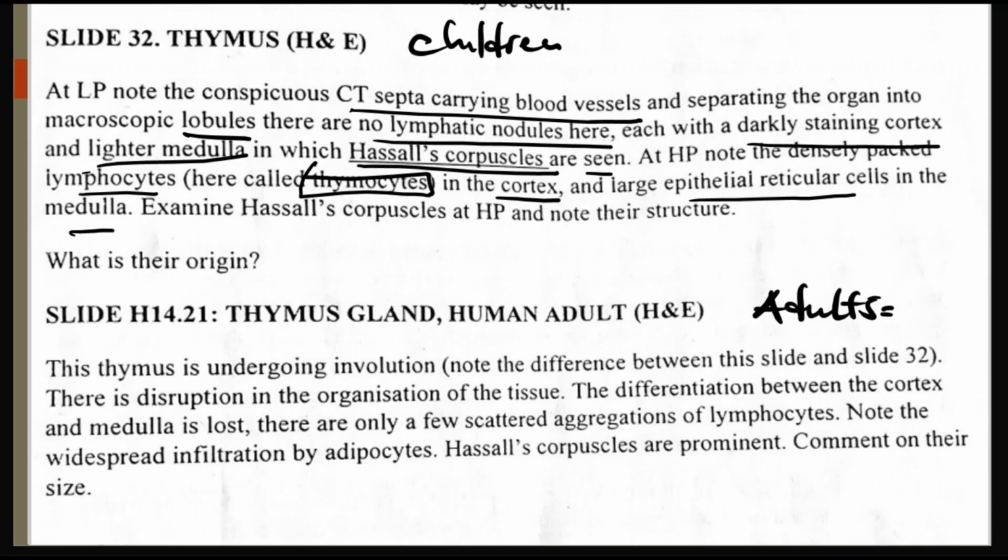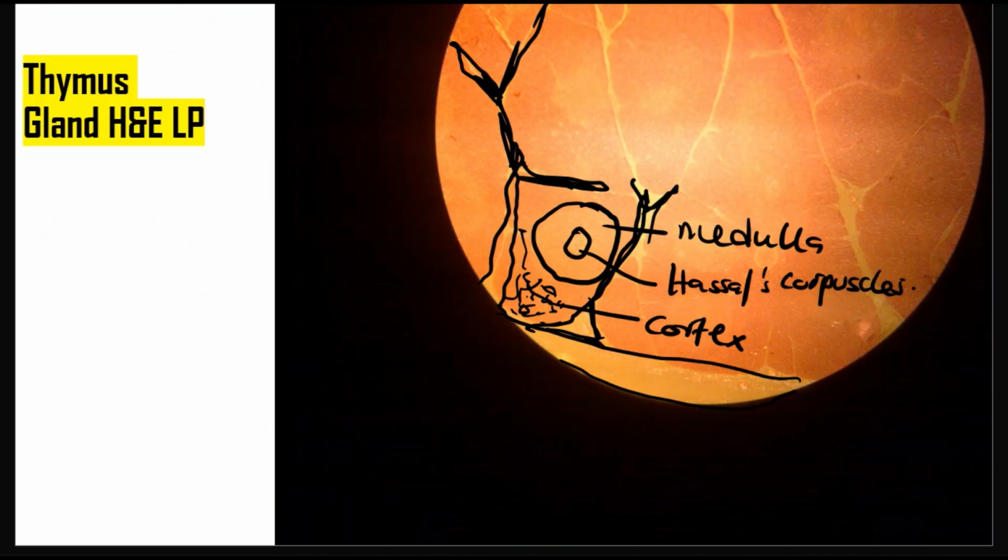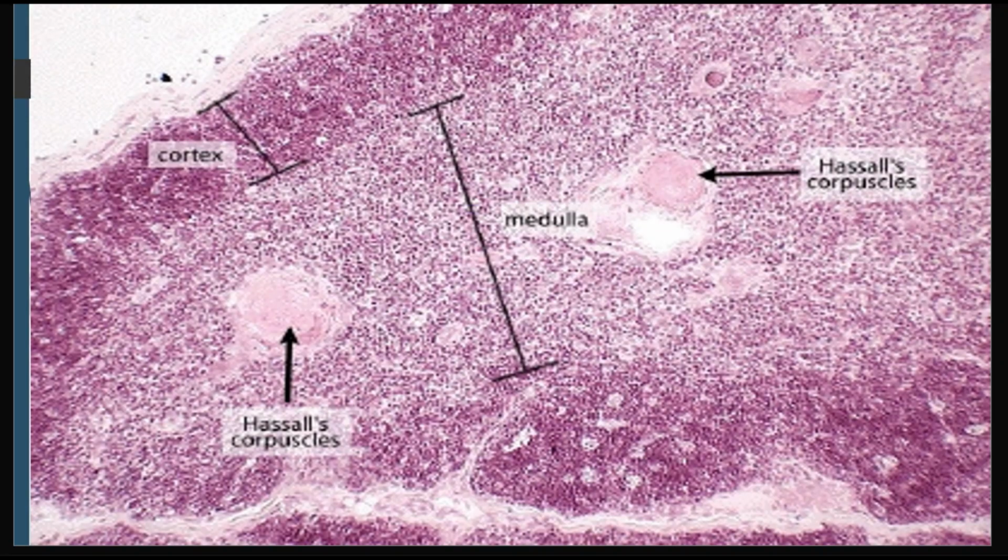So now in the cortex we have lymphocytes that are called thymocytes. Okay, so this is at low power. Draw at low power. At high power, it's going to look like this. So this is high power. At high power, the capsule is this here. So this is the capsule here. Label it like this, capsule.